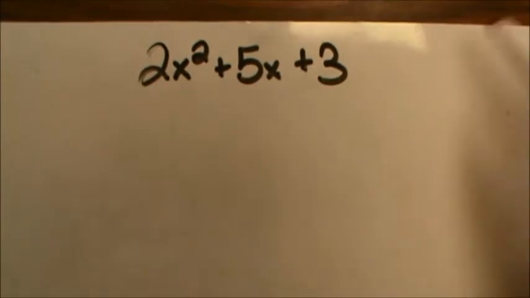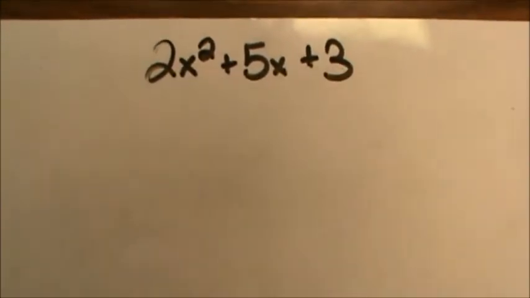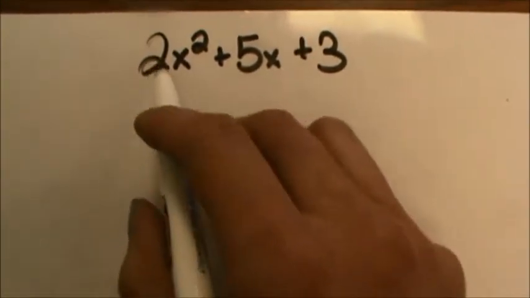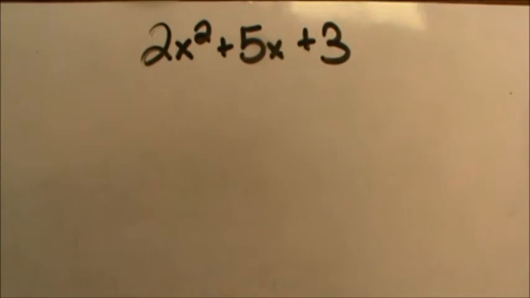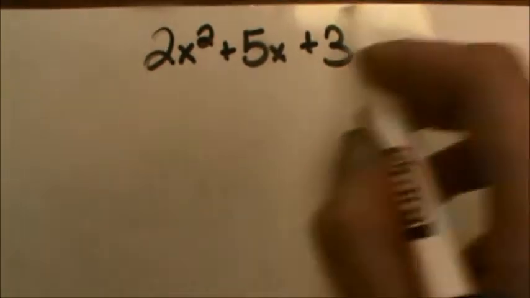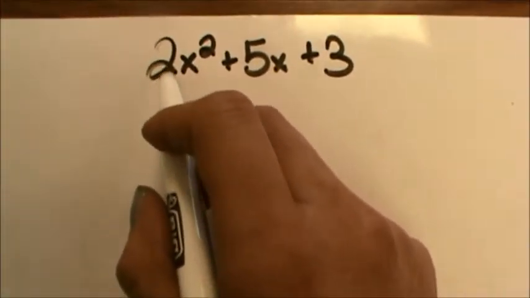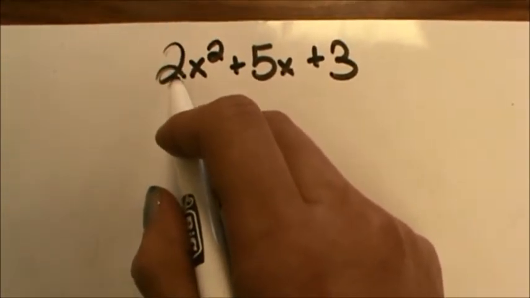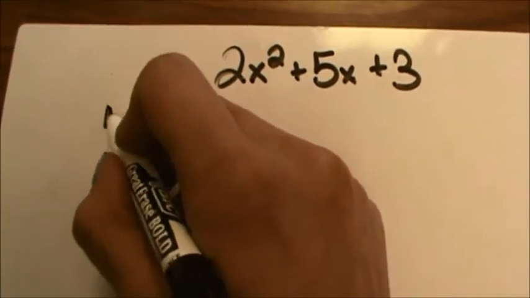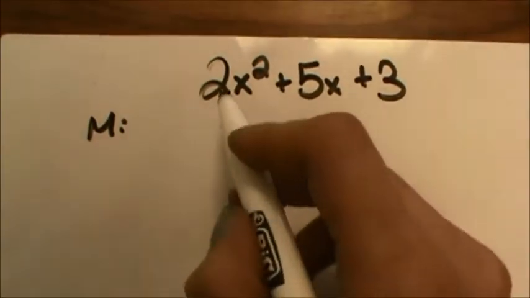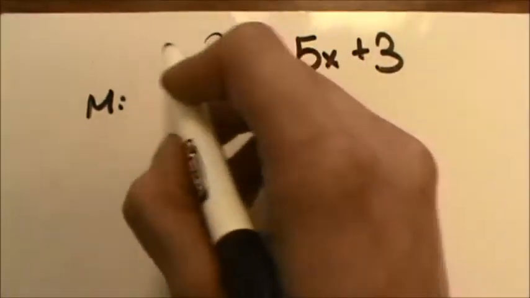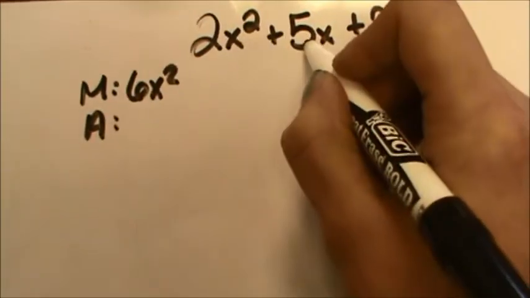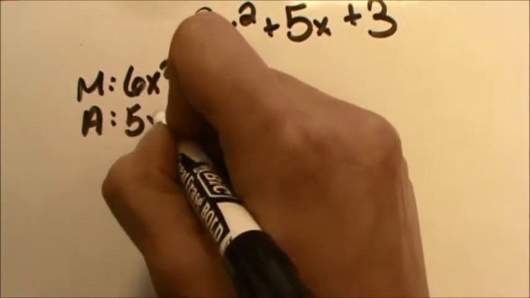Factor. With 3 terms, the first thing I would check is for the perfect square trinomial, PST, which this is not. Neither of these are perfect squares. So I must use the multiply and add rule. But because this coefficient is not just 1, the multiply and add rule is a little bit different. I need to look for 2 numbers that multiply to be, in this case, 6x squared. Multiply the first and last. They will add up to be 5x, the middle.